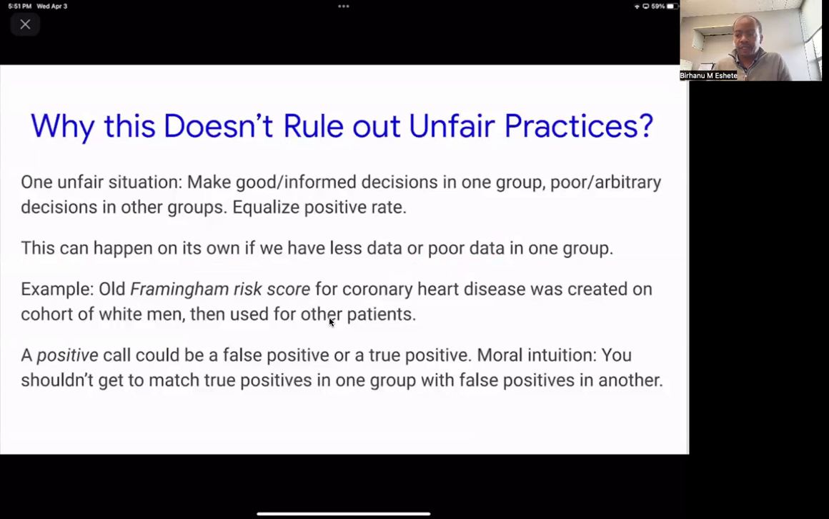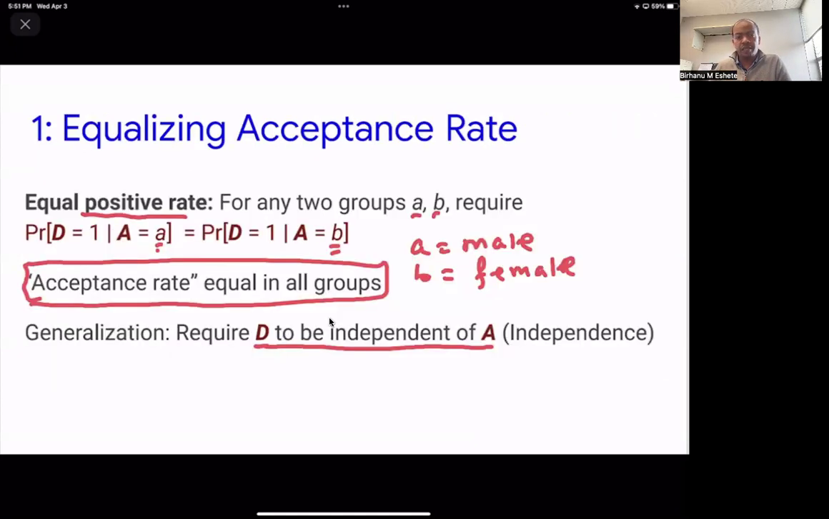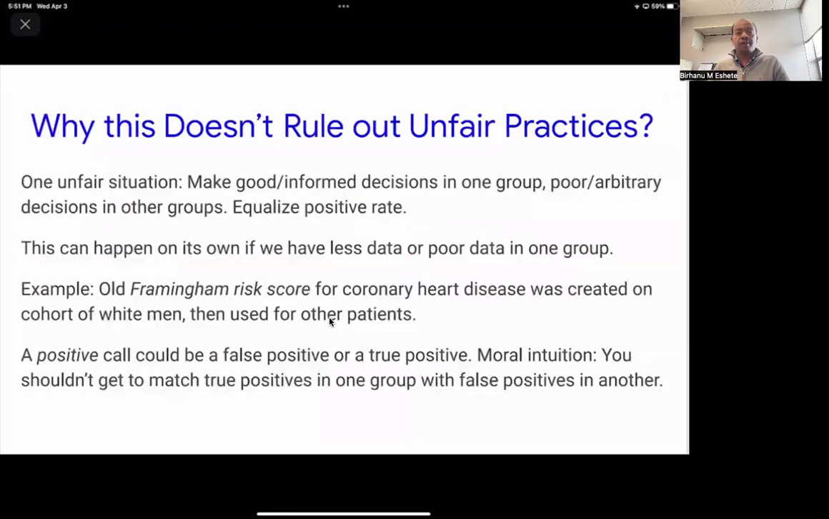But before we go any further, this criteria that we just set out here, the equalizing acceptance rate criteria, may not work all the time. So why doesn't this rule out unfairness, unfair practices? So here's the situation. You could make good or informed decisions in one group, or you could make poor or arbitrary decisions in other groups. So that is a problem.